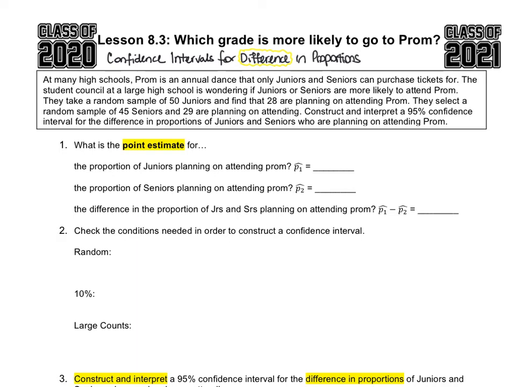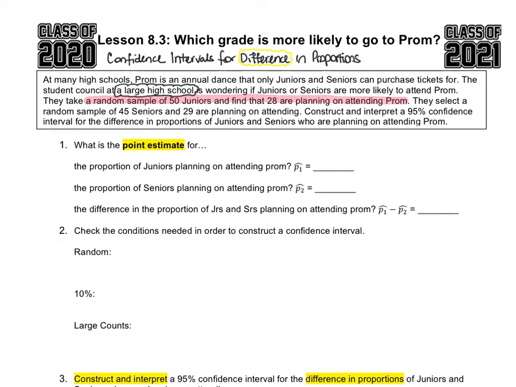attending prom. Okay, I'm going to go back now and highlight specific information that's going to be important to us as we analyze this question. The reason that they tell us that it's coming from a large high school is so that we know our population size, uppercase N, is large enough for our sample sizes, lowercase n, to meet the 10% rule. Our research question is really, who's more likely to attend prom, juniors or seniors?